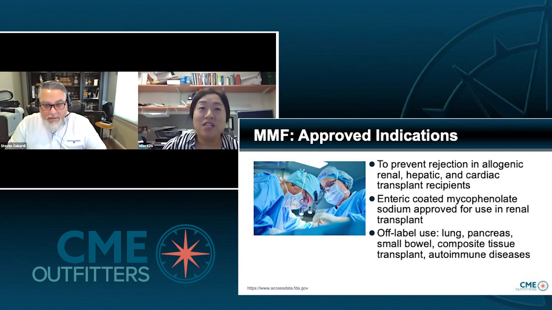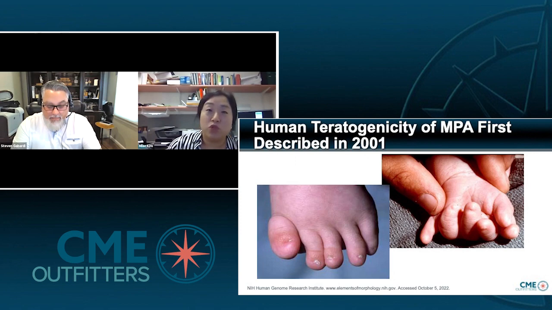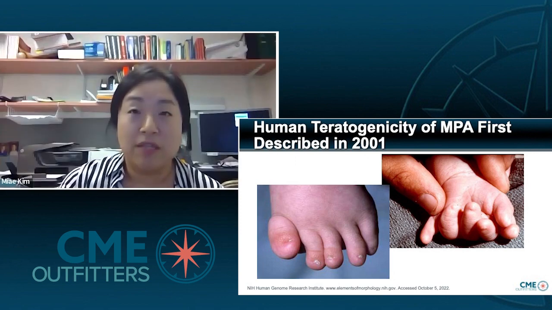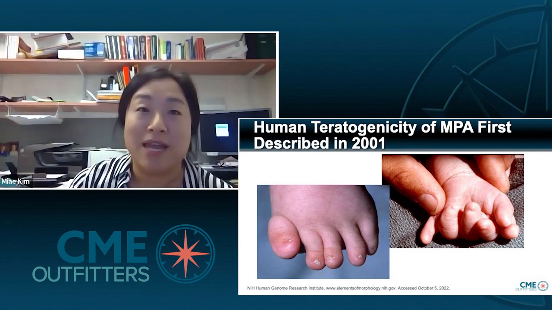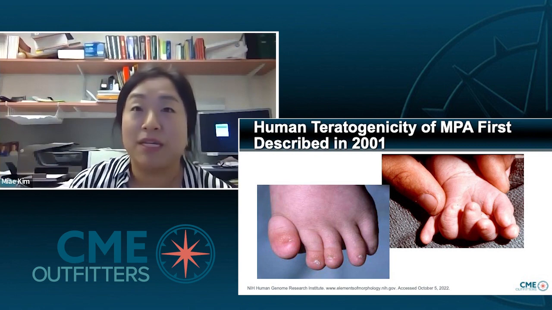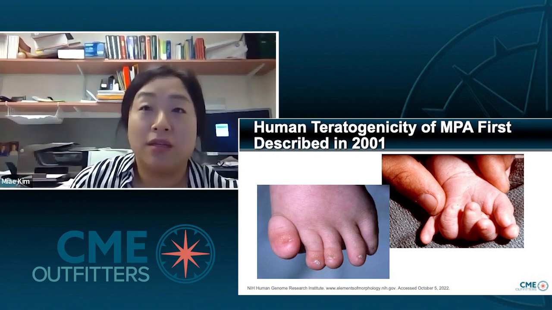Sure. The need for a REMS program stems from the observed congenital malformation and negative pregnancy outcomes with mycophenolate. Of course, it takes time to discover these side effects. The first case report of human teratogenicity of MPA was described in 2001. A child was born with hypoplastic nails and shortened fingers to a mother who had been exposed to mycophenolate.